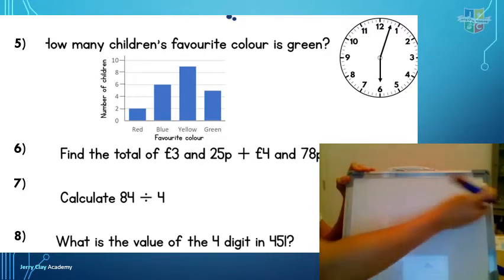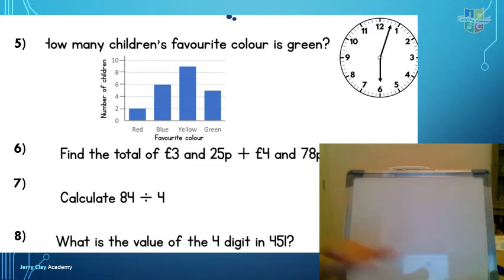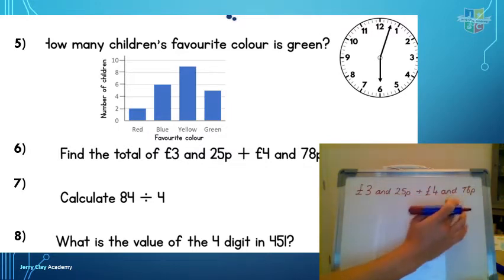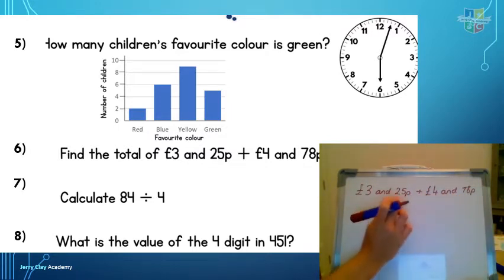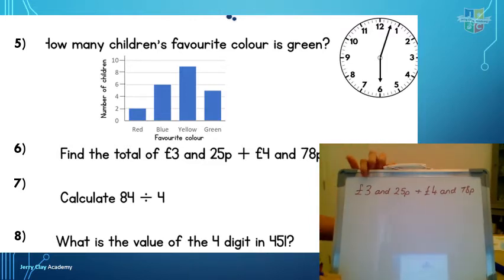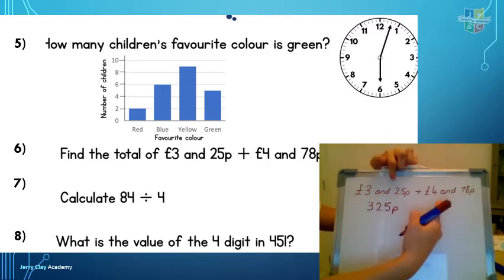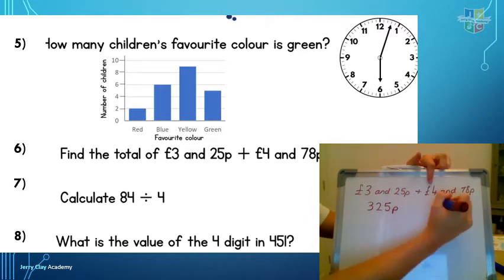Okay, number 6, we're adding our money together. So we could either add our pounds first and then our pence, but I can see straight away that if I do 25 and 78, it's going to exchange. So I'm going to make it easy for myself to start with, and I'm going to convert both of these numbers into pence. I know in a pound there are 100 pence, so in £3 there will be 300 pence plus your 25, so it's going to be 325 pence. Then in £4 there's 400 pence, so 478 pence.